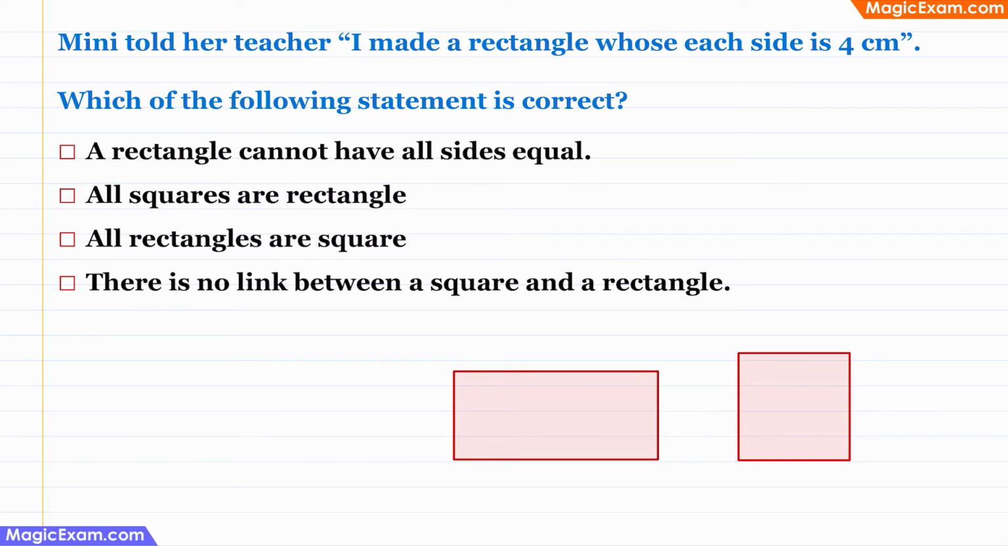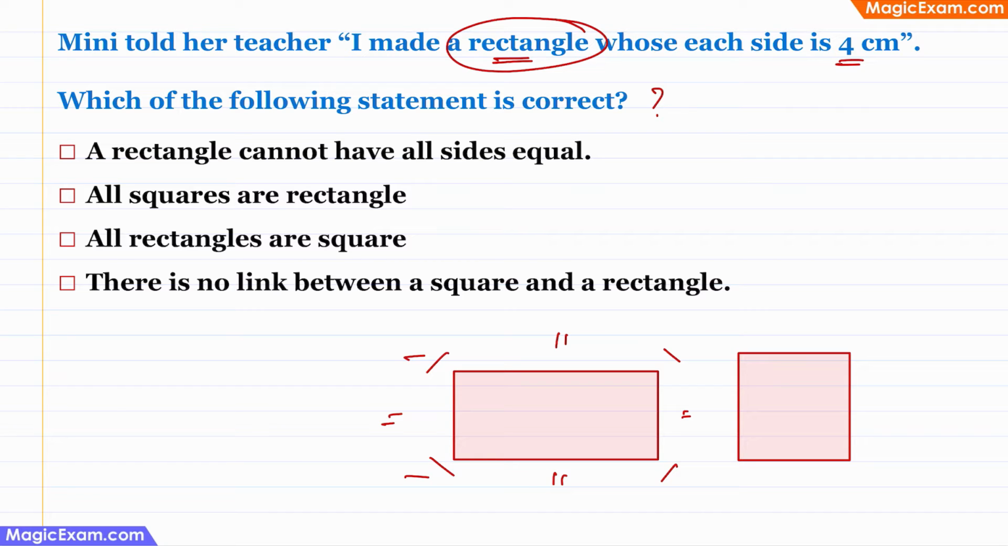Minnie told her teacher, I made a rectangle whose each side is 4 centimeter. Which of the following statements is correct? Now, if you look at a rectangle, right? So what is a rectangle? It has 4 sides and the opposite sides are parallel to each other, and it has 4 right angles.